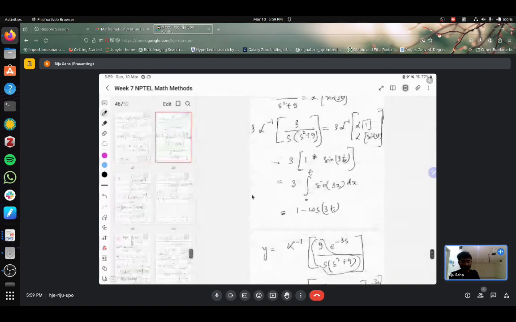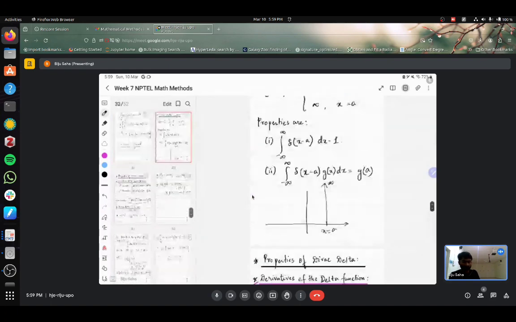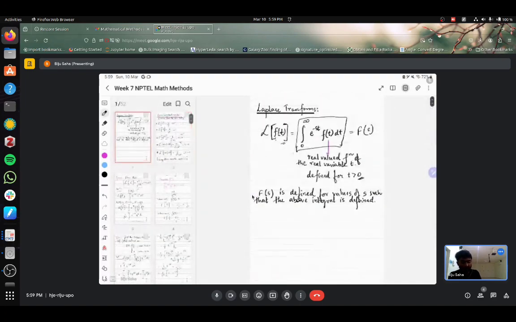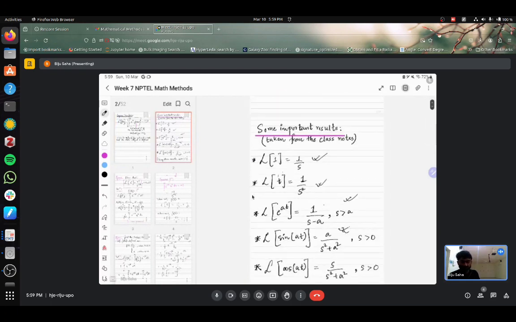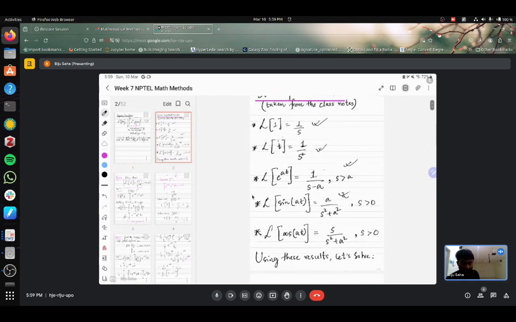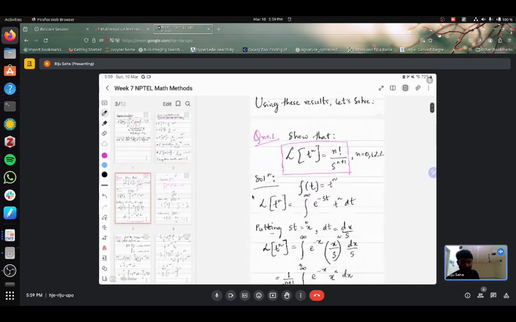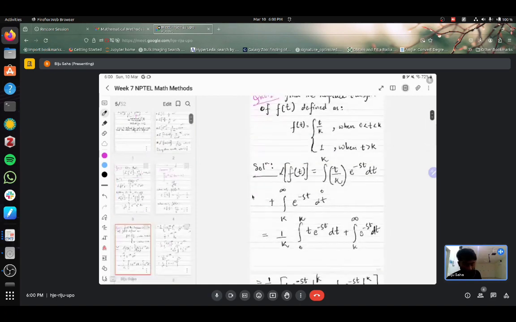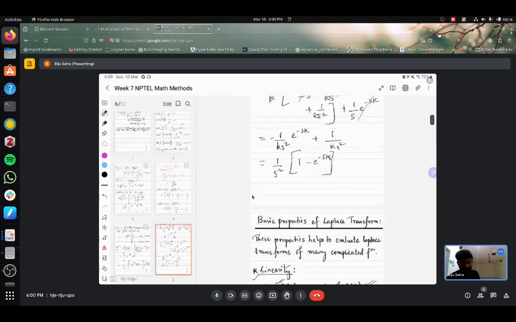Let me give a brief review. It's already time up, but let's have a brief review of what we did so far. The first part is the Laplace transform. This is the standard definition of the Laplace transform, and some important results. These results are taken from the class notes only. If you know these results, it will be very helpful for solving the problems. Then we went on to derive this form and also this form. These are normal integrations we used.